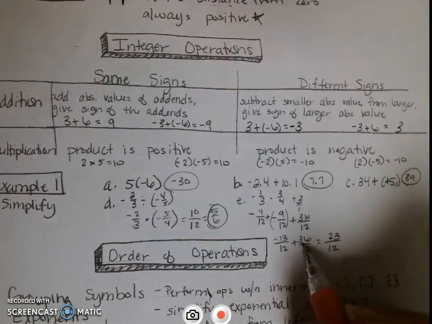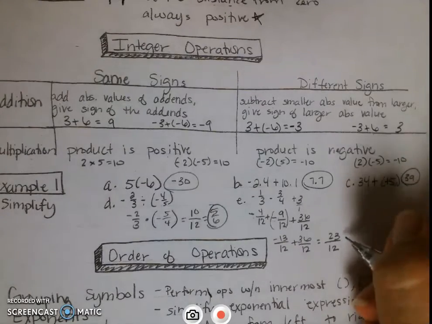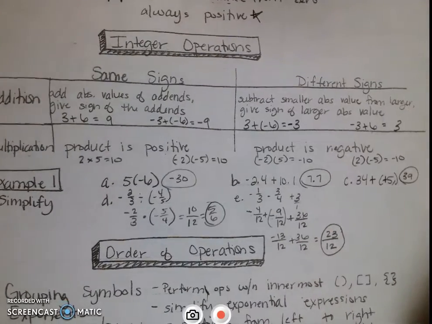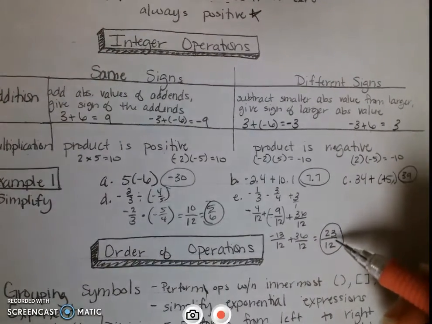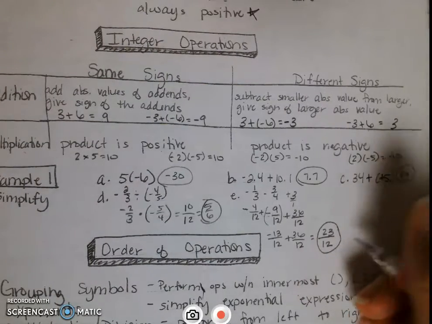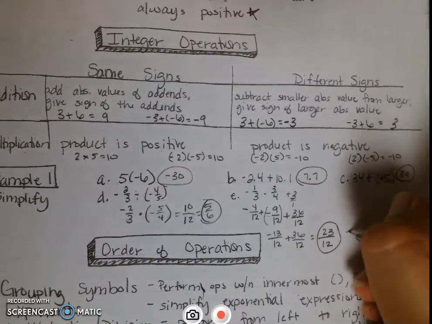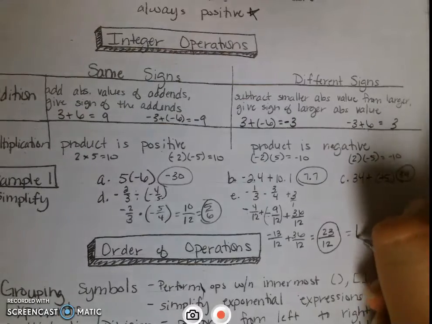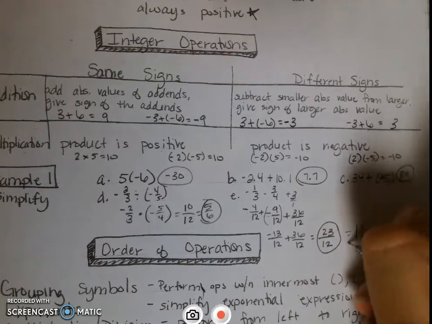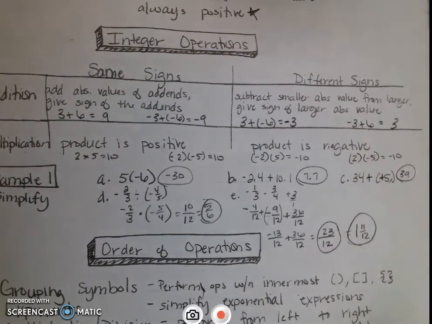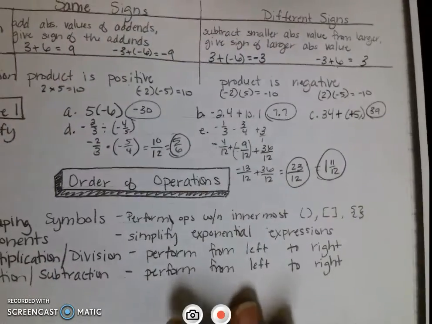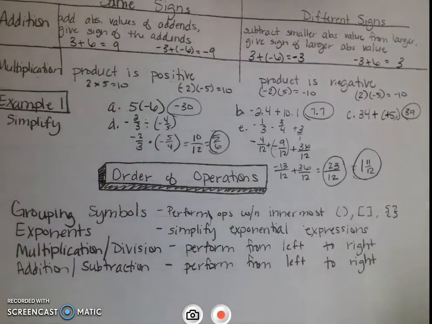23/12. And the 36 is the bigger number. So that's our answer. Although this is an improper fraction, so who can reduce that to a mixed number? Very nice. It is 1 11/12. Either of those is good. Awesome. Very good work.